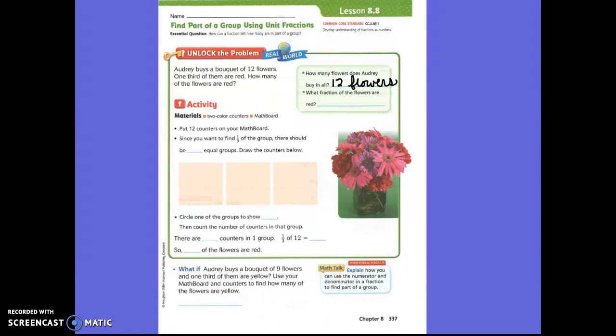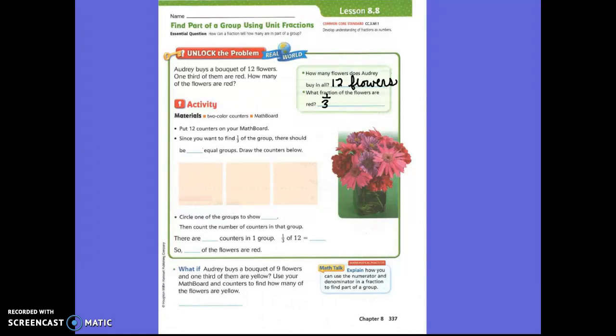What fraction of the flowers are red? What fraction did it say were red, guys? Everyone? 1/3. 1/3 of the flowers are red. That's the fraction. You have to write 1/3 because that's the fraction. It doesn't say you had to write the label or anything. Now, to make 1/3 into groups, look at the bottom number.